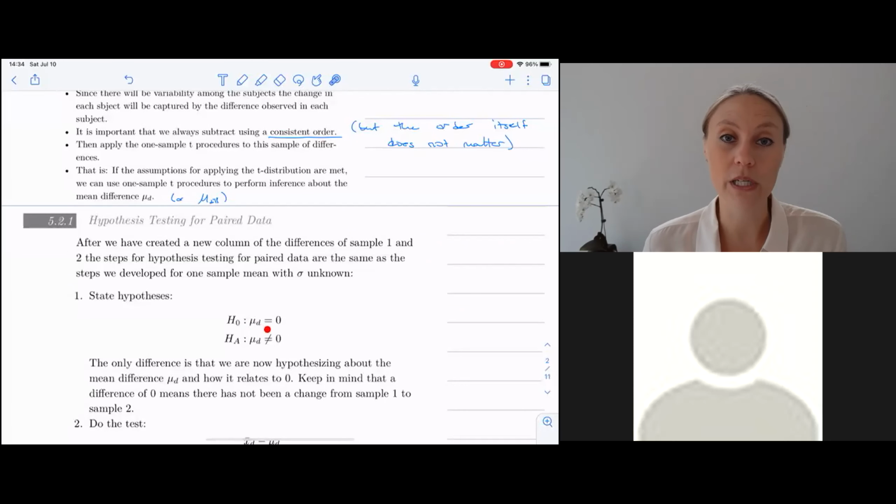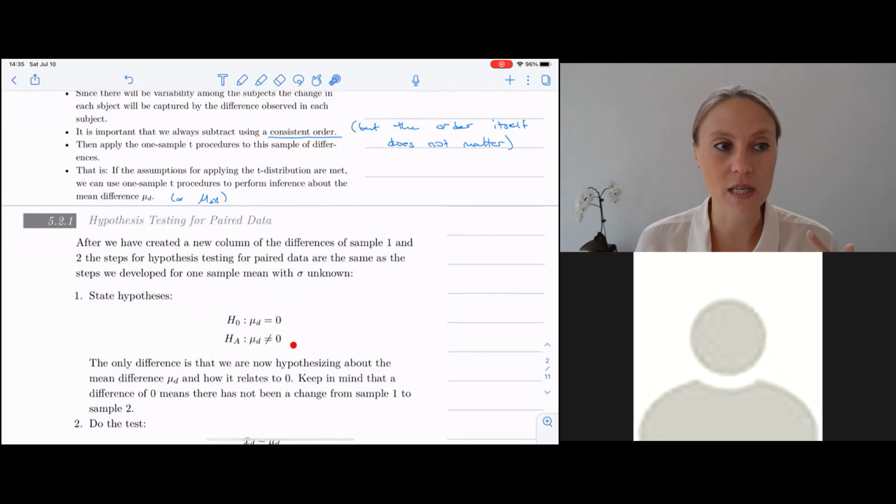for one sample mean where you have to figure out what number you're comparing the mean to, for paired data, it's actually predetermined. This will always be your null and alternative hypothesis, with the exception of potentially a different sign here in the alternative hypothesis, but that is kind of understood now. But besides that, you're always going to be comparing the mean of the differences, mu d, to 0, right? Why is that?